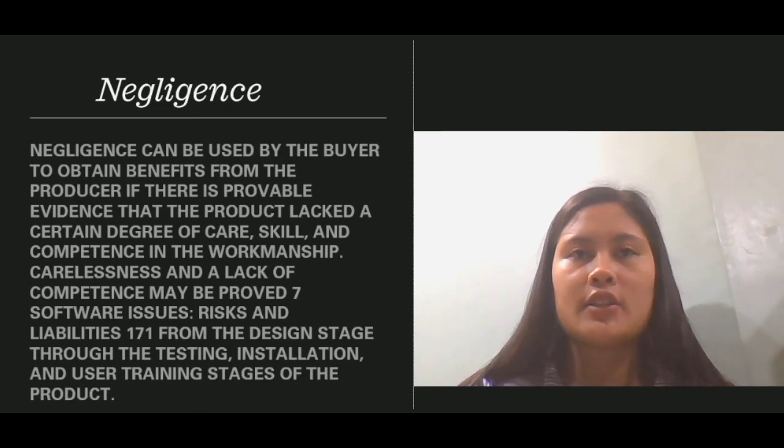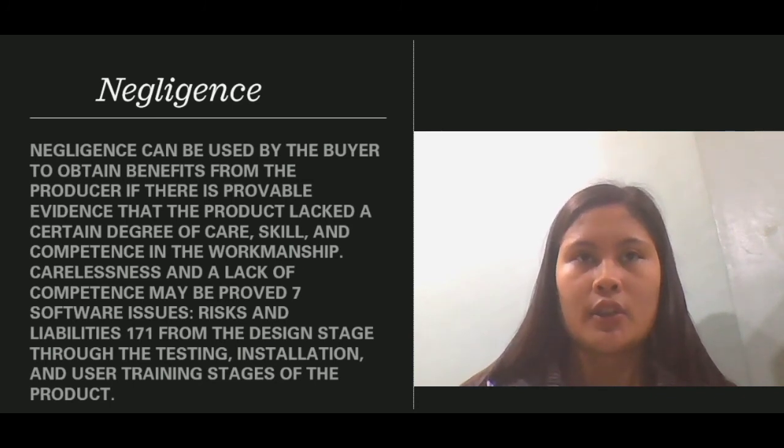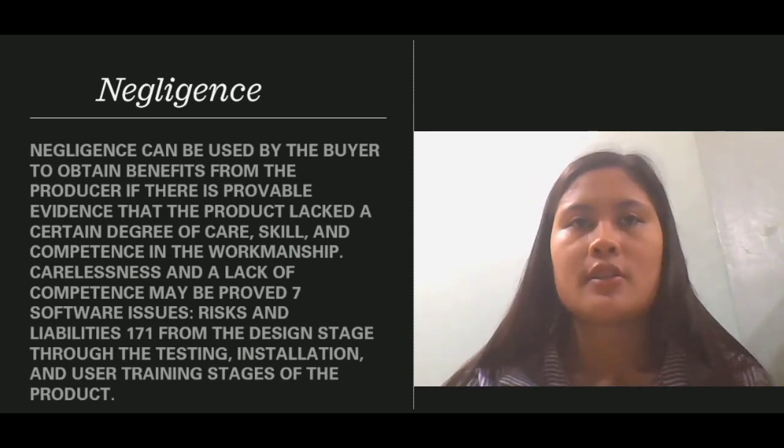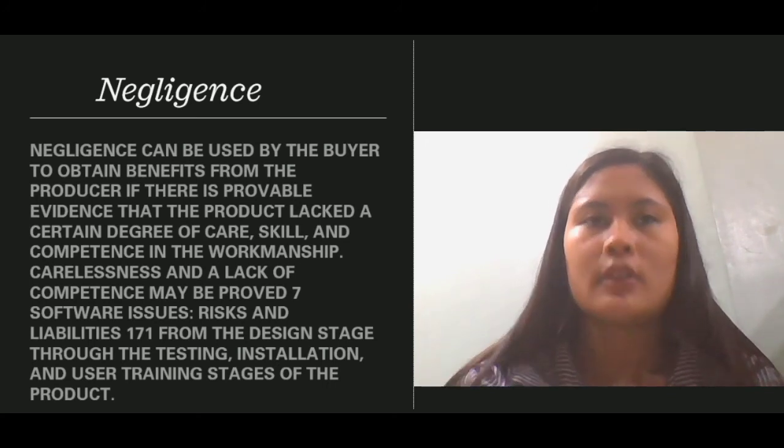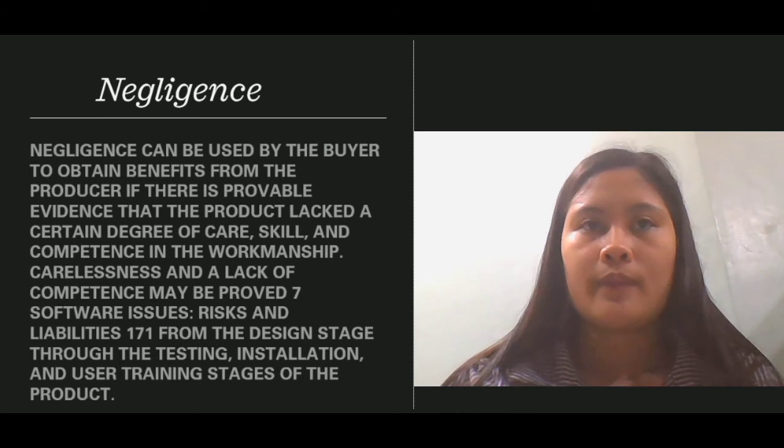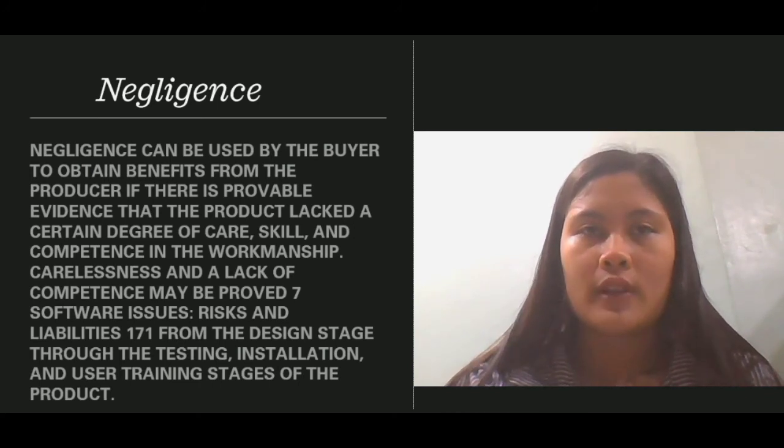Negligence. Negligence can be used by the buyer to obtain benefits from the producer. If there is probable evidence that the product lacks a certain degree of care, skill, and competence in the workmanship, carelessness, and lack of competence may be proved. Software issues, risks and liabilities arise from the design stage through the testing, installation, and user training stage of the product.